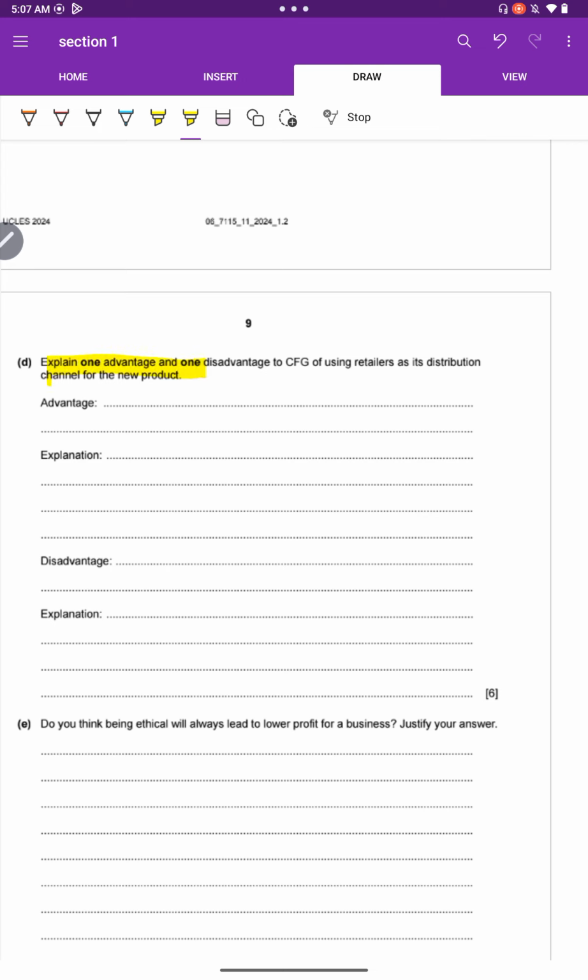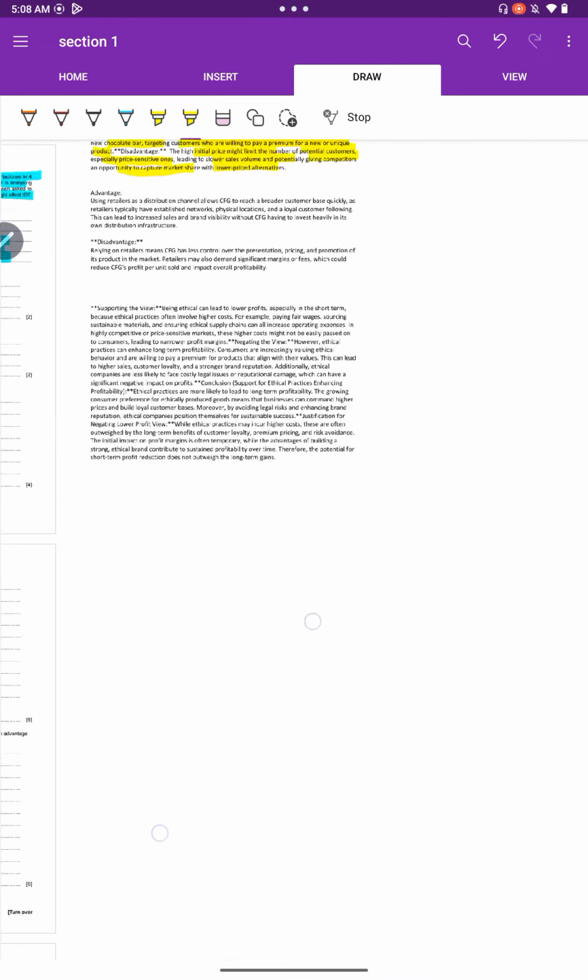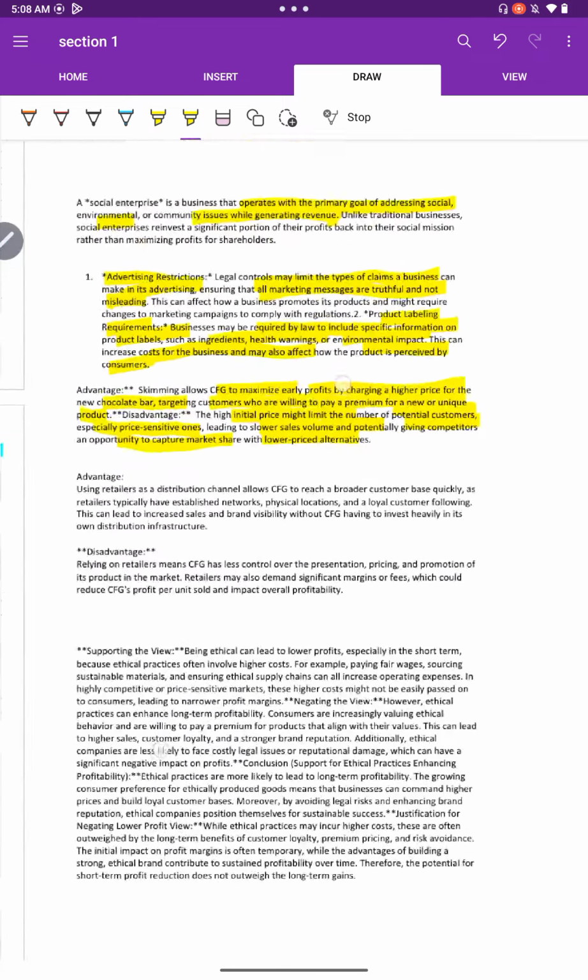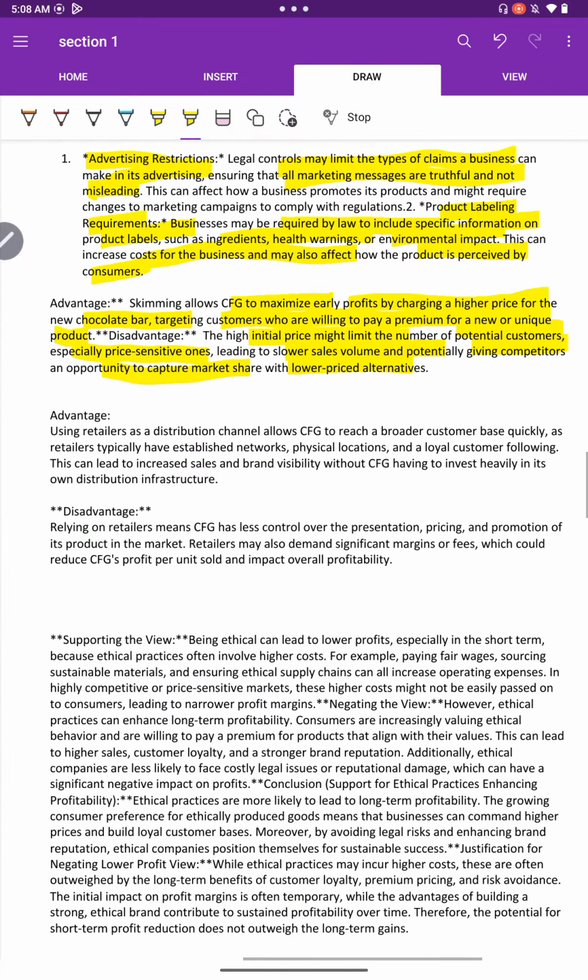Explain one advantage and one disadvantage to CFG of using retailers as its distribution channel for the new product. Do you think being ethical will always lead to lower profits for the business? Justify your answer. So, first of all, we are going to write: if we use a retailer as a distribution channel, what would be its pros and cons?